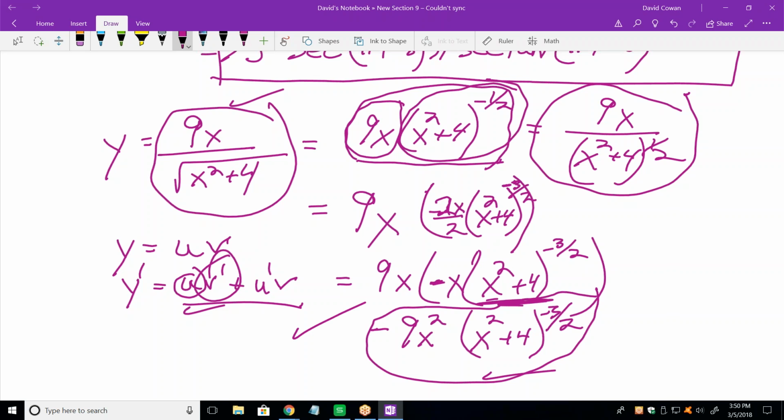All right, so then it's negative 9x squared. Hold on. I've completely screwed this up, I believe. Yeah, I did. Just a second. That's not the answer. Did we forget to do the second half of the product rule? Yeah, we did. Thank you very much. That was the first half of the product rule. So what's the second half? Now it'd be 9 times x squared plus 4 to the negative 1/2.